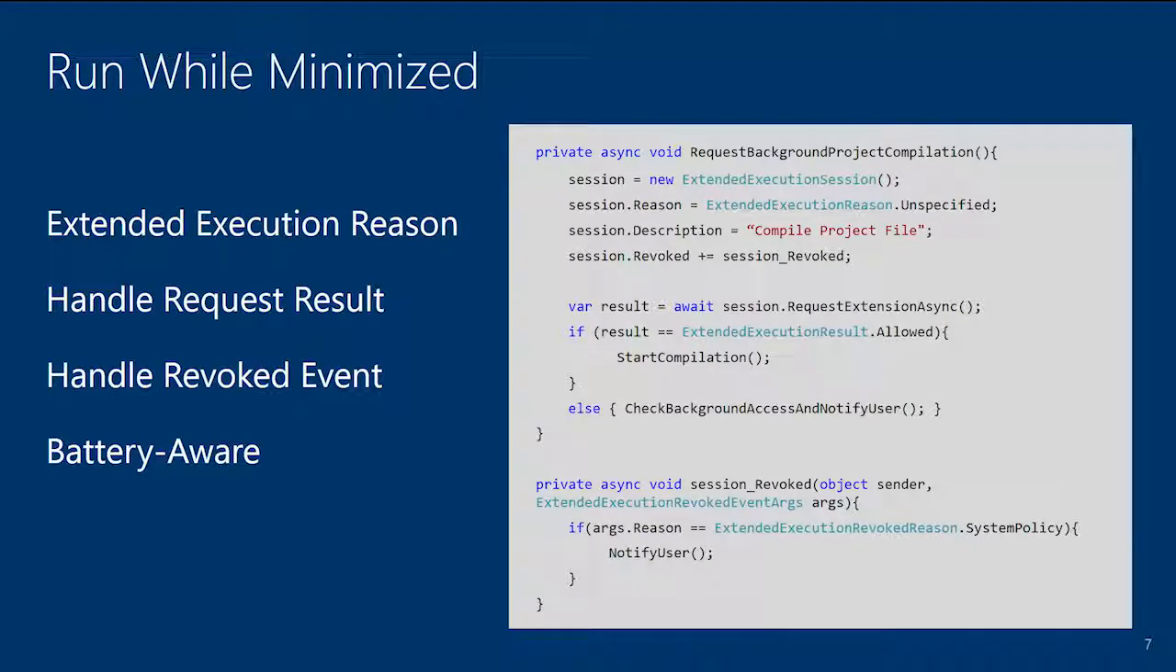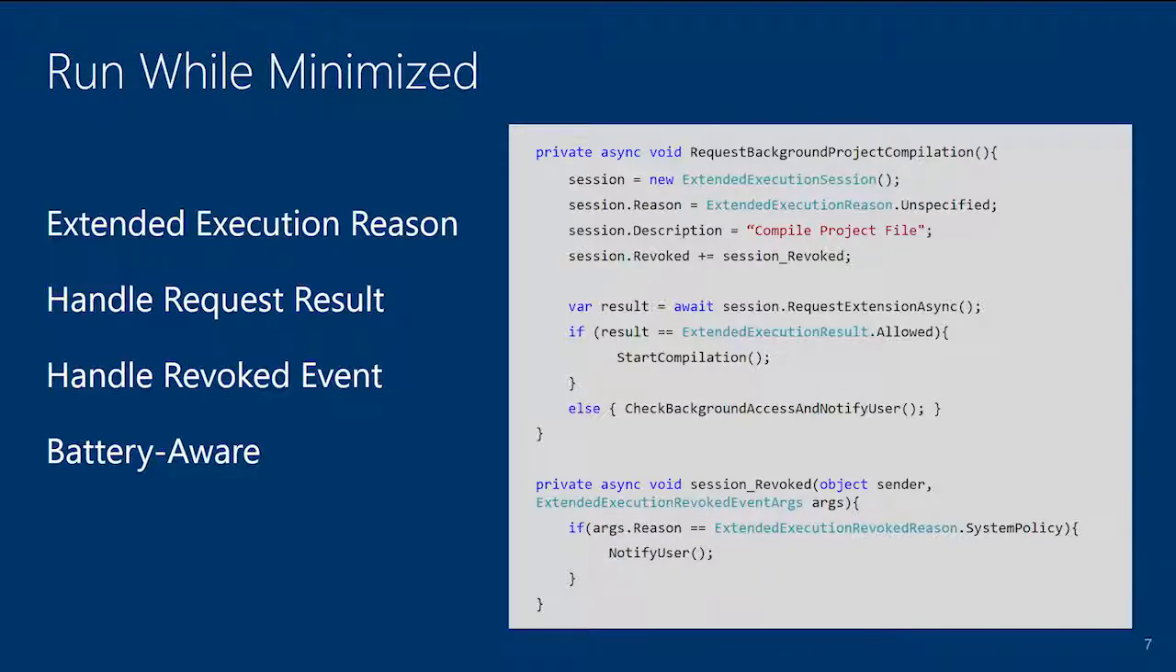Another common scenario that users really expect, particularly out of desktop applications, is for productivity apps to be able to compile a project or to put together a set of media assets in order to create a finished product. And we've enabled all digital audio workstations and all other of these productivity apps to be able to do this using an extended execution as well. Now this is the unspecified extended execution reason, and in the same way that you would handle that request result from location tracking, you would also want to make sure to handle that here, as well as the revoked event.